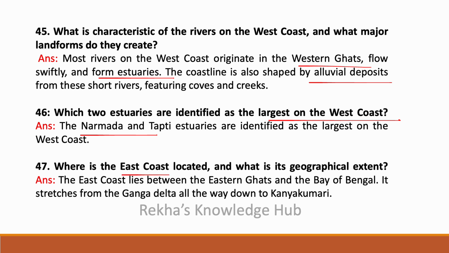Where is the east coast located and what is its geographical extent? The east coast lies between the Eastern Ghats and the Bay of Bengal. It stretches from the Ganga Delta all the way down to Kanyakumari.